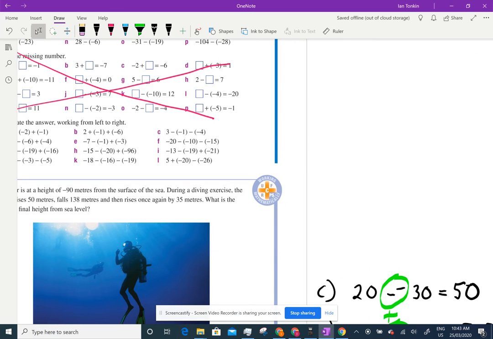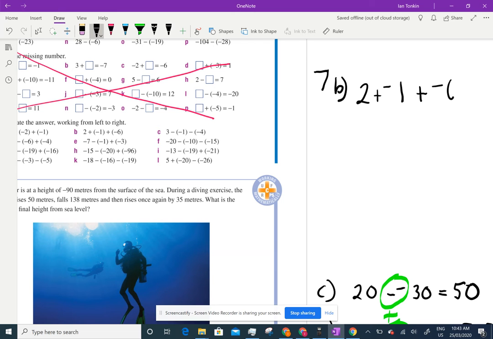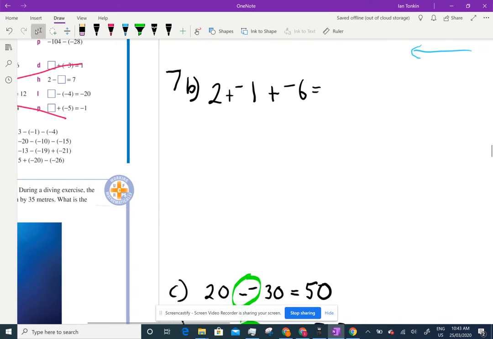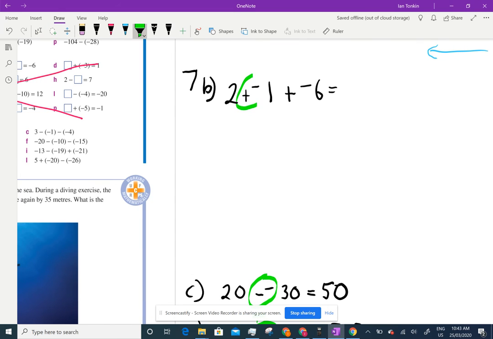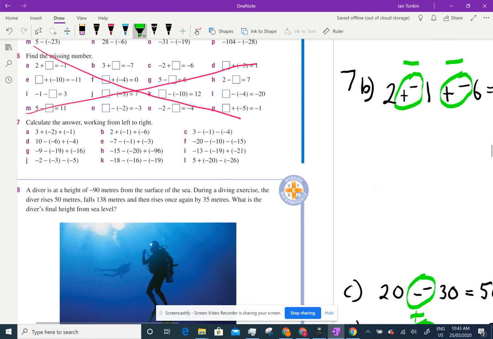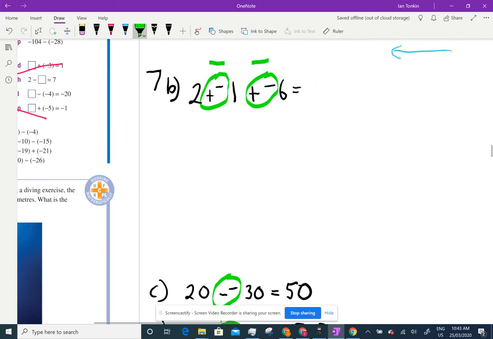All right, so I'll do a couple of these. So this is 7 and here's B, and they're triples. So we've got 2 plus negative 1, and you don't need the parentheses, plus negative 6 equals. Now I think it's a good thing to rewrite the equation changing all the double signs. So a positive and a negative is a minus, and a positive and a negative is a minus. So our new algorithm is 2 minus 1 minus 6.